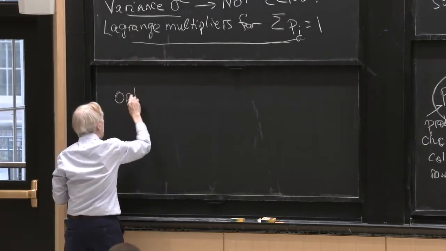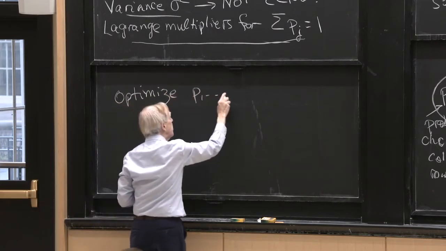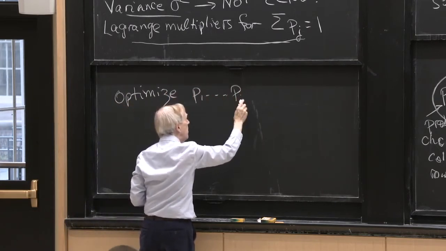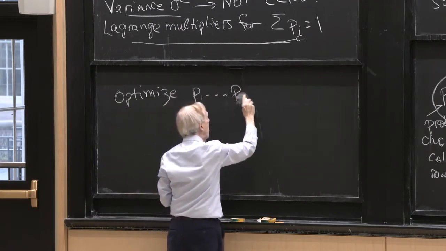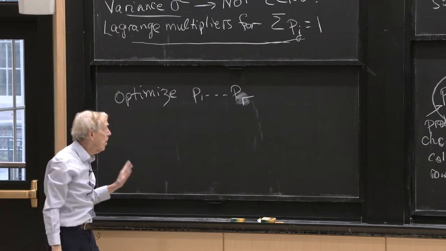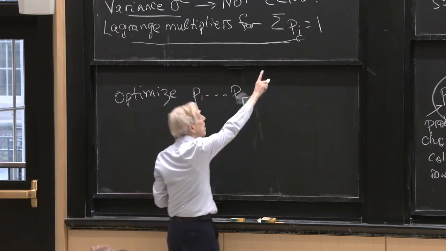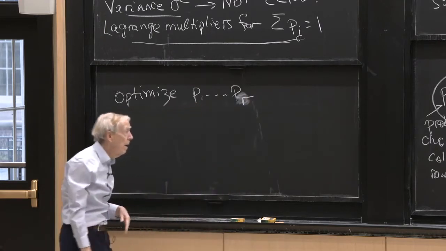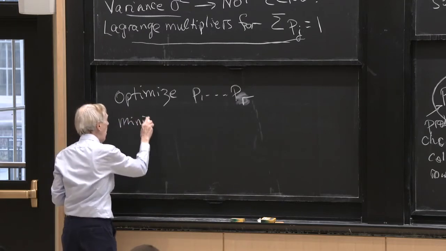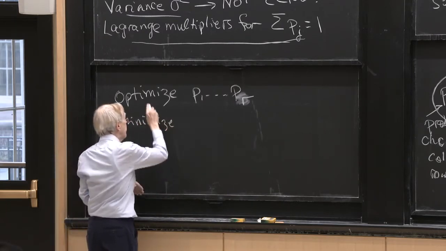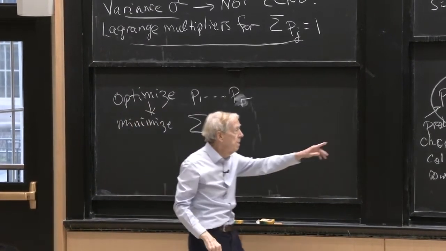Optimize the probabilities, P1 to PR for the R rows, R columns of A and R rows of B, subject to the condition that they add up to 1. And what do I mean by optimize? I mean minimize. Optimize means minimizing this expression C.